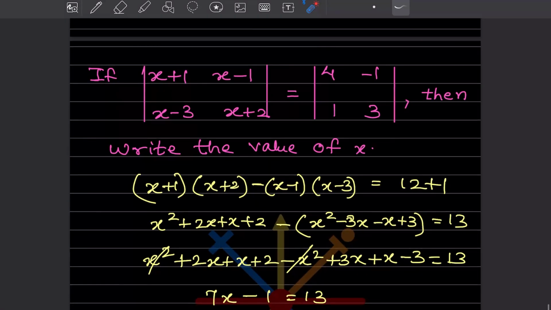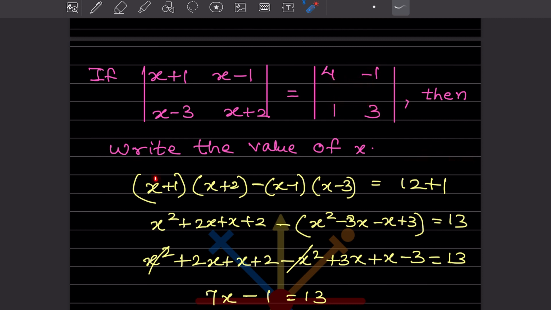Now here, look at this one. Again we have to find the value of x. So we are going to cross multiply this one. So x plus 1, because there are two terms, x plus 2, write it in the bracket. Now minus, because it is AD minus BC. Again you are going to do here, be careful over here. Again you are going to put this in a bracket. On the right hand side, again here 12, and here minus minus will become plus 1.